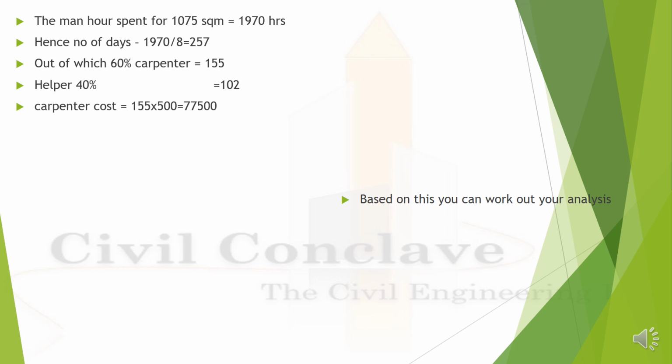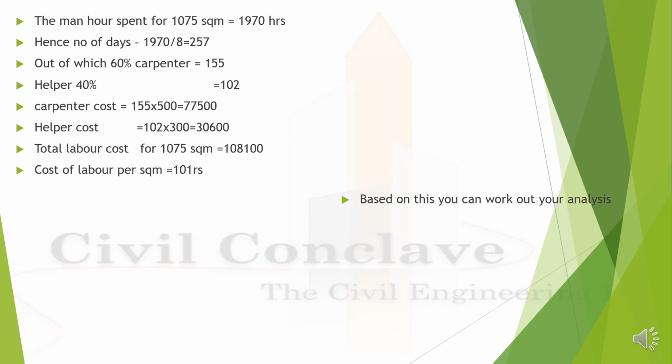Carpenter cost 155 into 500 is equal to 77,500. Helper cost 102 into 300, 30,600. Total labor cost for 1075 square meters is equal to 1,08,100. Cost of labor per square meter is equal to 1,08,100 divided by 1075 is equal to 101 rupees.